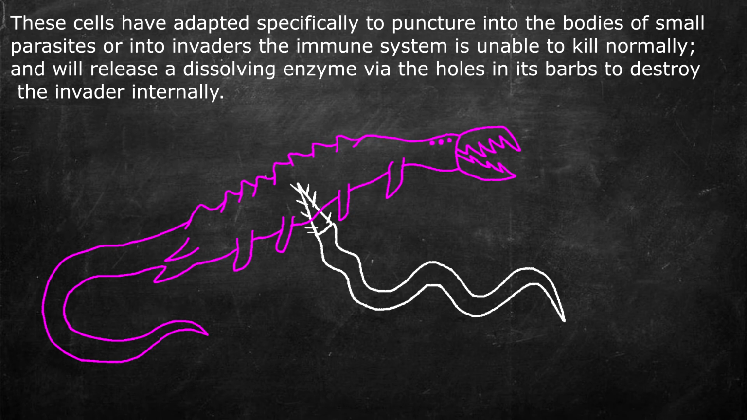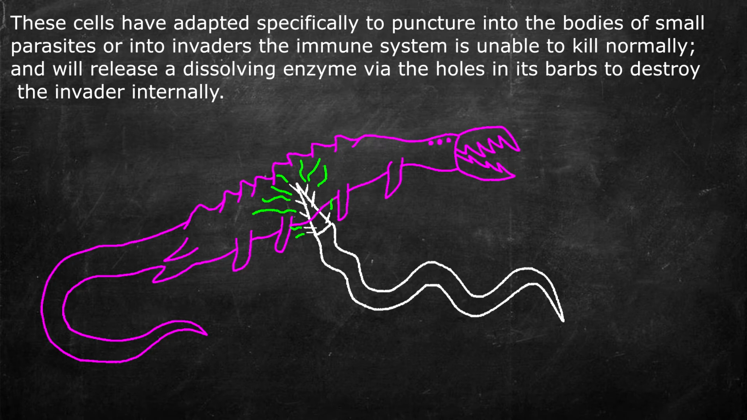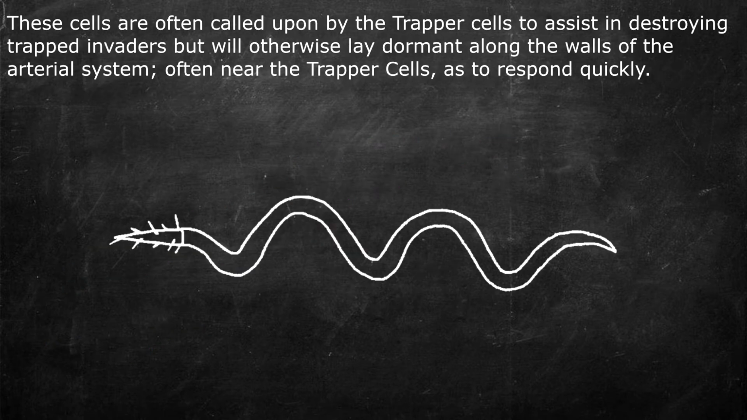These cells have adapted specifically to puncture into the bodies of small parasites or into invaders the immune system is unable to kill normally, and will release a dissolving enzyme via the holes in its barbs to destroy the invader internally. These cells are often called upon by the trapper cells to assist in destroying trapped invaders, but will otherwise lay dormant along the walls of the arterial system, often near the trapper cells, as to respond quickly.